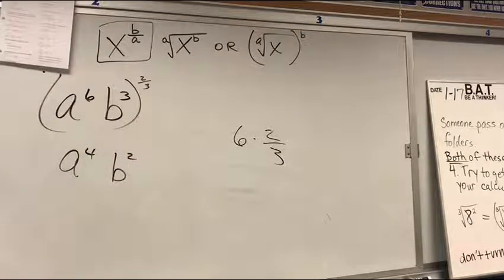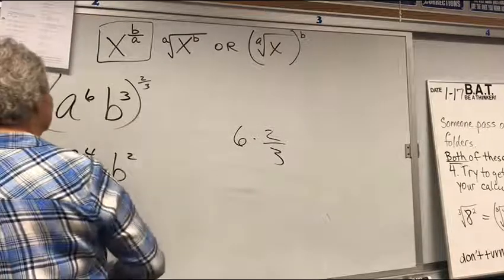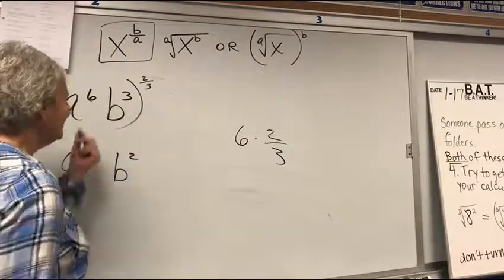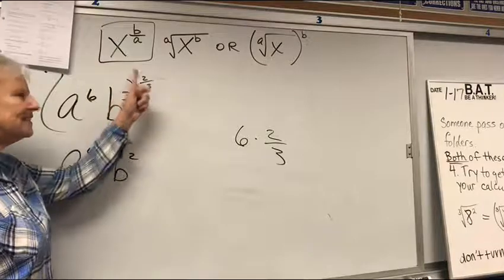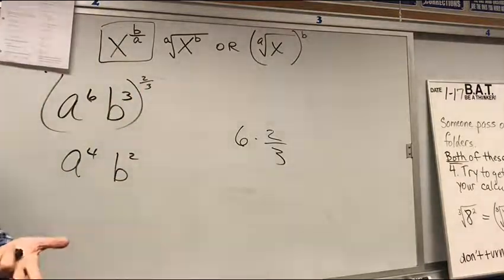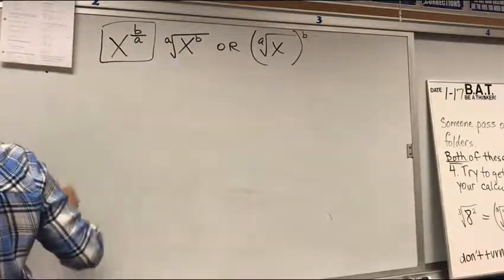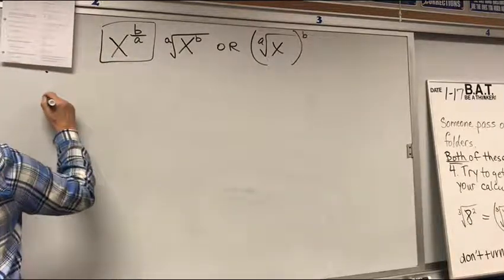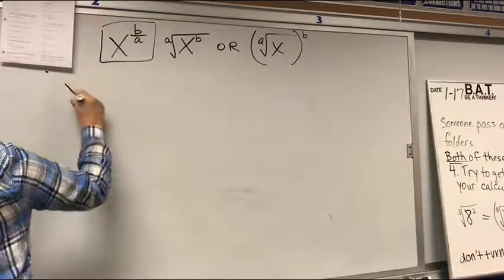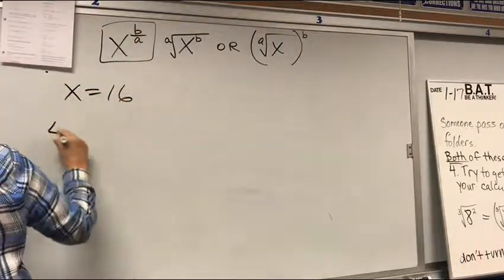Okay? Good. But you can use your calculator to do this times this and this times this. I'm going to make them come out to whole numbers. That would not be so fun if it wasn't. So let's take x equals 16.